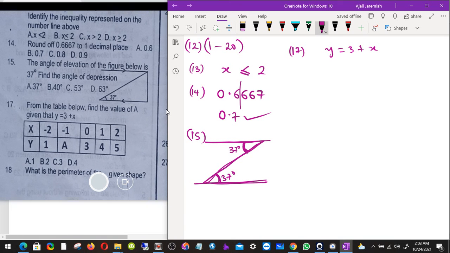These values were gotten by substituting in here. So if you take S to be -2, put it here, it will be 3 plus -2, and that's 3 minus 2, and that's 1. When S is -1, which we want, we have to substitute here. So Y becomes 3 plus -1, and that is 3 minus 1, and that is 2. So the corresponding value for Y, which is A, is 2. So A is 2.